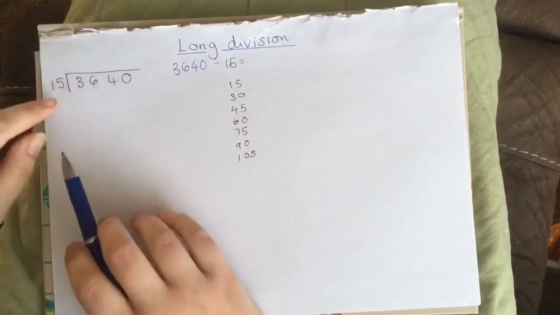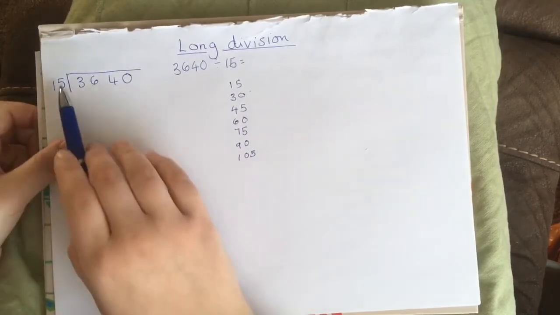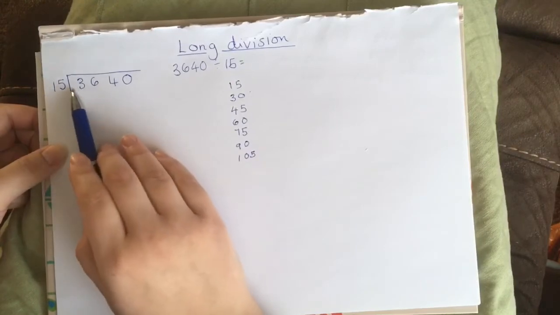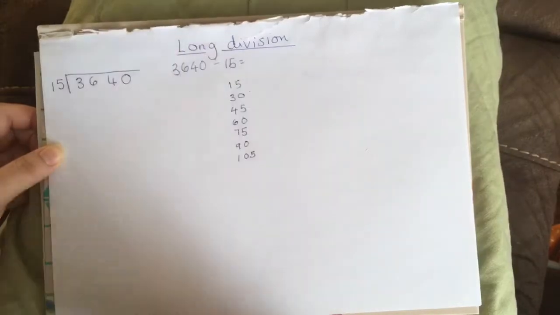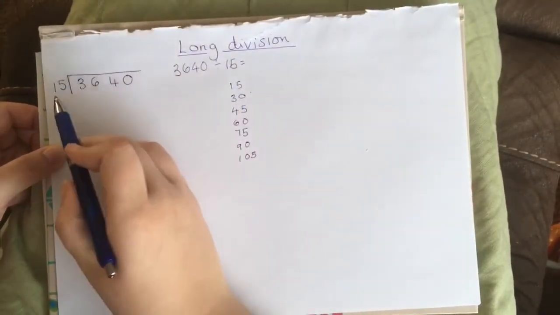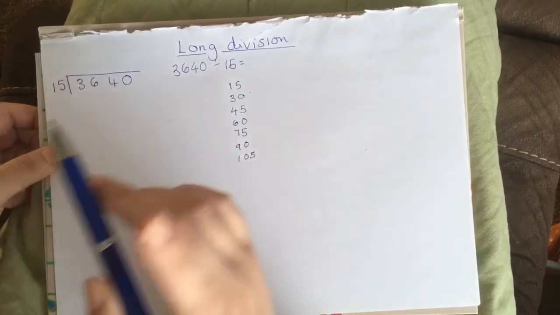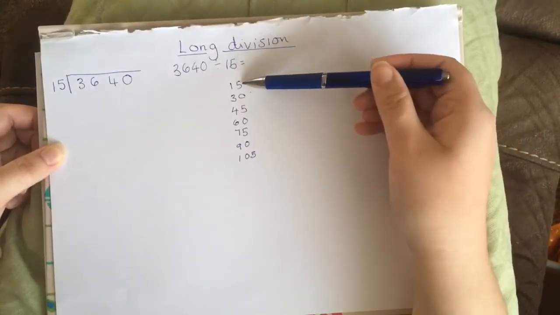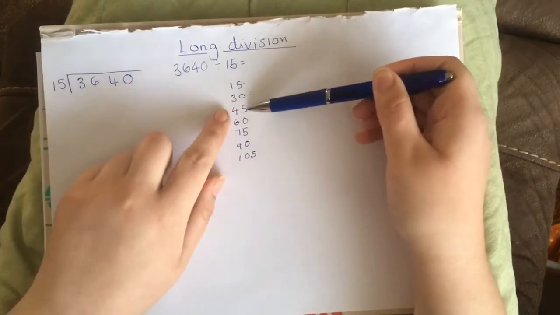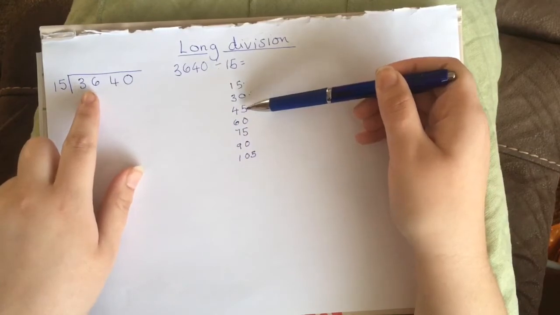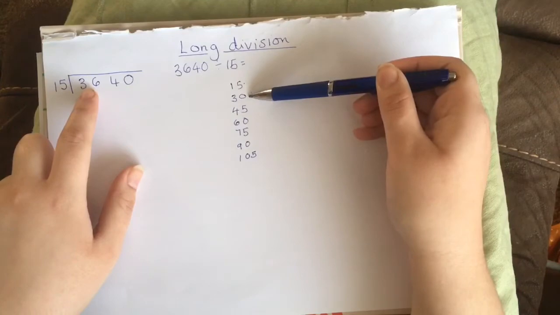So, first things first is I'm just going to be looking at these first two numbers because I can't make a group of 15 out of the number 3. There's not enough, not nearly enough even. So, how many groups of 15 can go into 36? Well, this is when I'm going to look at my times table. So I've got 15, 30. Now I can't go any higher than 30 because there's not enough, are there? 45 is bigger than 36, so that won't work. So I'm going to have to stay with 30.